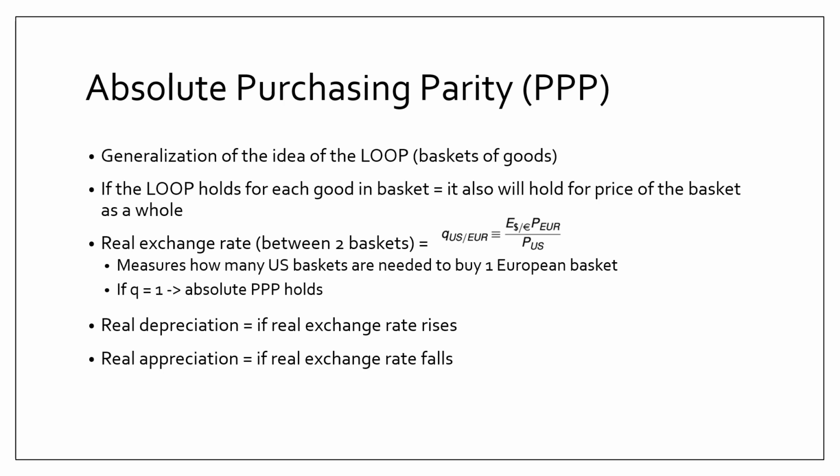If the real exchange rate is above 1, then the US basket is relatively cheap. We say the USD is undervalued against the euro. Example: if the European basket costs 550 in USD and the US basket costs 500, then the real exchange rate equals 1.1. The USD is 10% undervalued against the euro.